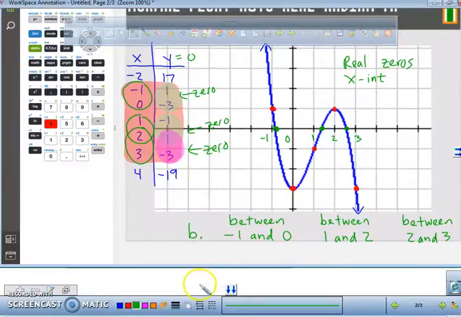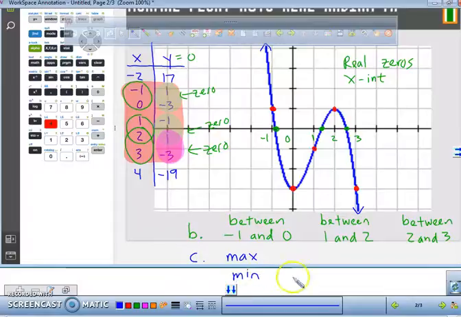So you just find every place where it goes from a positive to a negative, or from a negative to a positive. So find every actual zero. Okay.